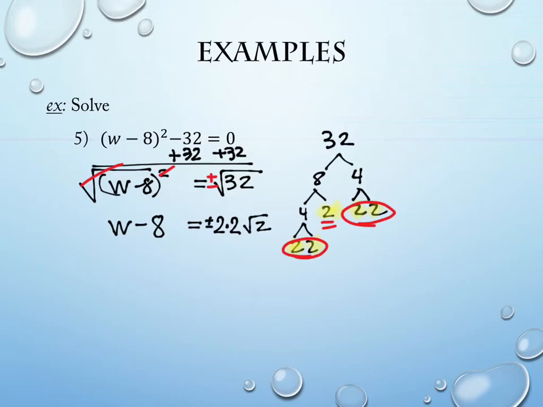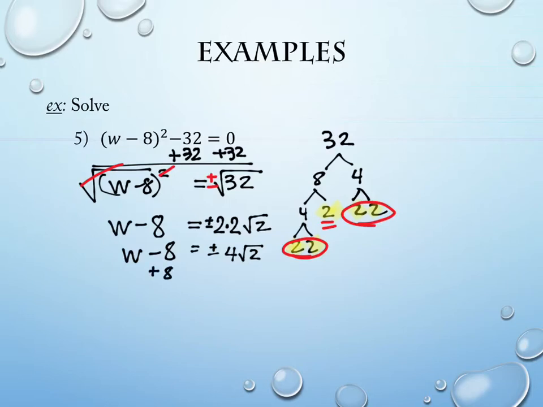Okay, so far so good. Did several things in that step, all at the same time. So I've got my plus or minus in front. 2 times 2 is 4. So I have 4 square root 2. On the left, I have w minus 8. Now, my goal is to solve for w. So what do I have to do with the negative 8? I need to add it to the other side.